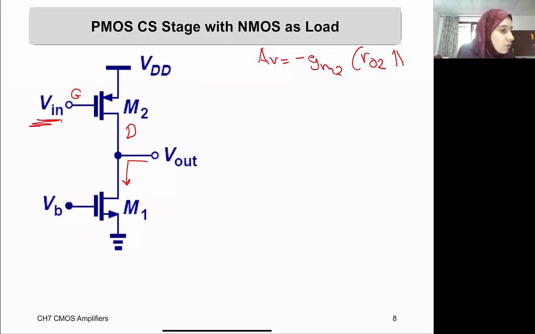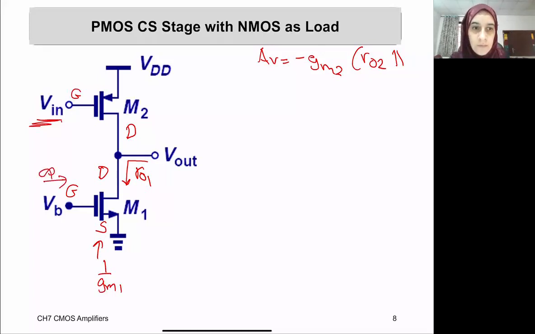So if I look at M1, from which side of M1 am I looking? Am I looking from the drain side, the source side, or the gate side? If I am looking from the drain side, then I will find an impedance of Rout1. If I was looking from the source side, then I will find 1 over gm1. If I am looking from the gate side, then I will see infinity. Does this make sense?